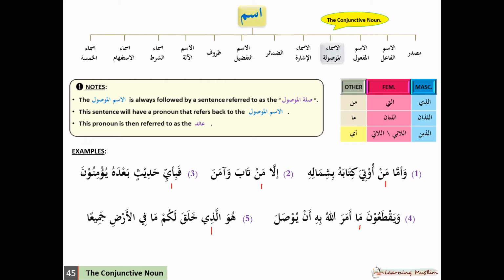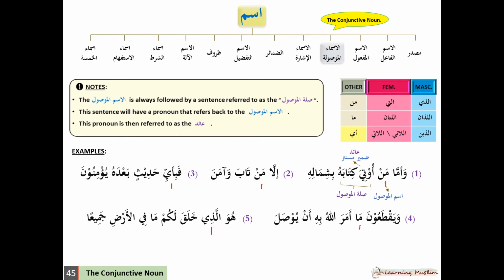The ismul mawsul, the conjunctive noun, is always followed by a sentence referred to as the silatul mawsul. So in the first example, man, the ismul mawsul, is followed by that verbal sentence. We call it the silatul mawsul. Inside of that sentence, we'll have a pronoun referring back to the ismul mawsul, which in this case is man, and that pronoun will then be called the aid. So inside of the verb utiya there is a pronoun huwa, and that is referring back to man. So whosoever utiya, he is given his book in his left hand. So the damir mustatir is the aid referring back to man.